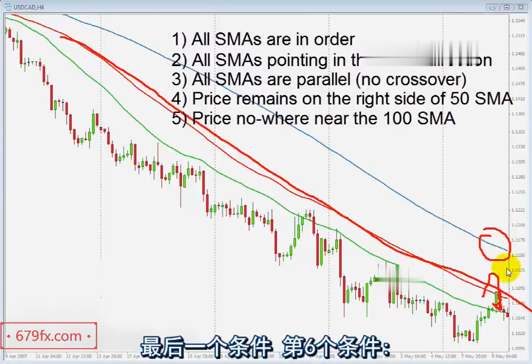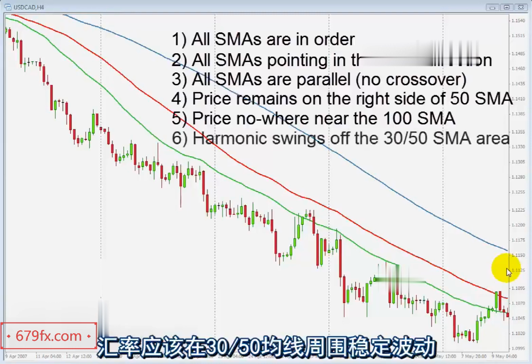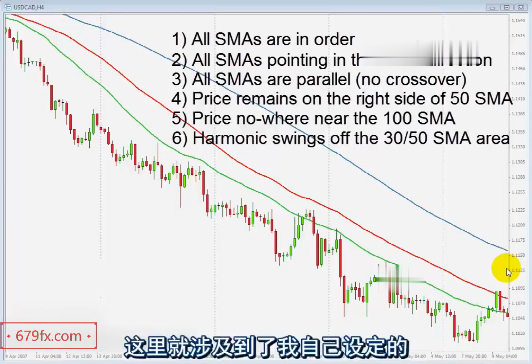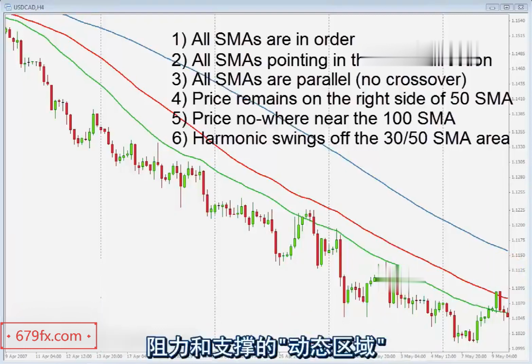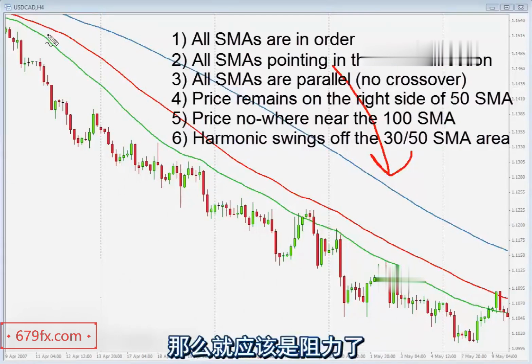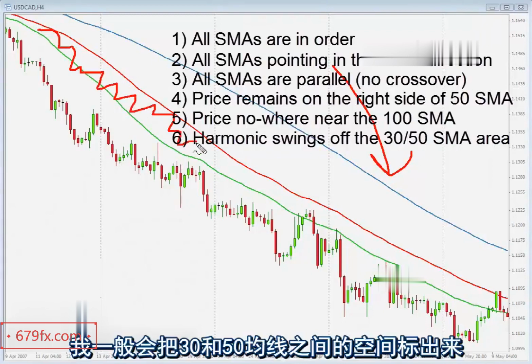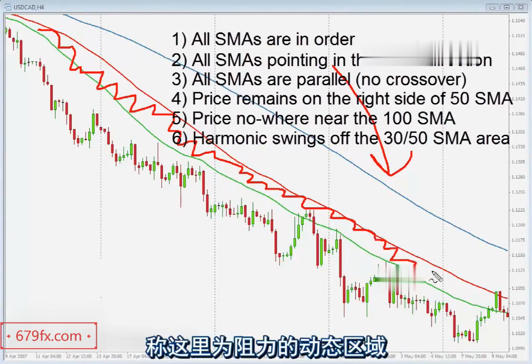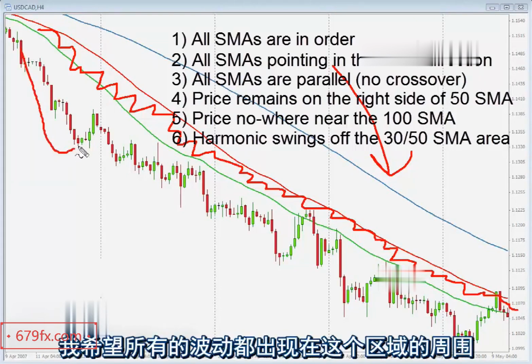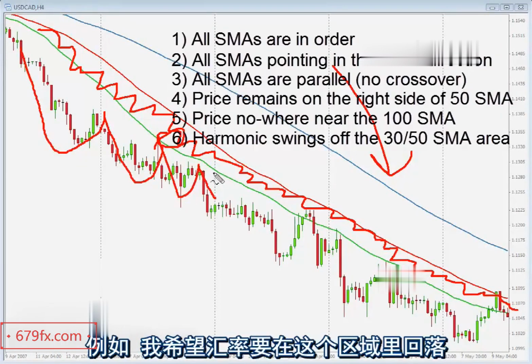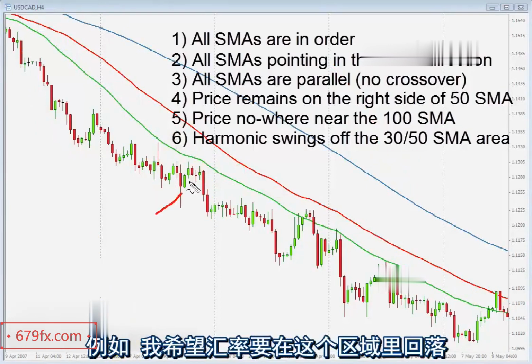And finally, the sixth condition is that price swings harmonically off the area between the 30 and the 50 simple moving average. That's what I call the dynamic area of support and resistance. Well, in this case, resistance, since we are in the downtrend. I usually mark the area between the 30 and the 50 simple moving average as a dynamic area of resistance. I like all the swings to take off from this area. I like, for example, price retraces back to this area.